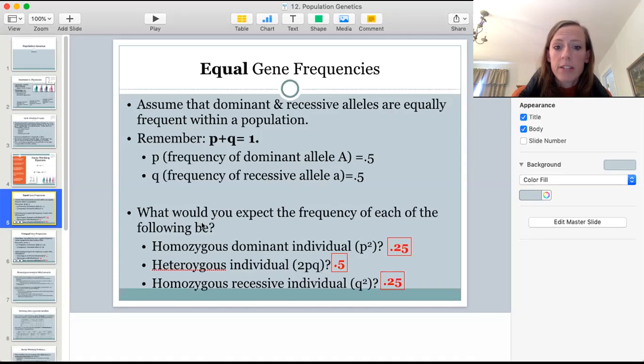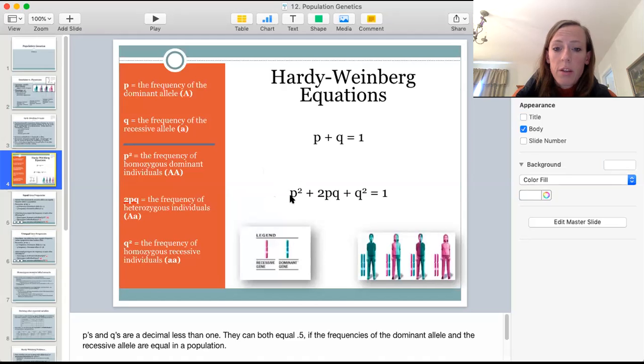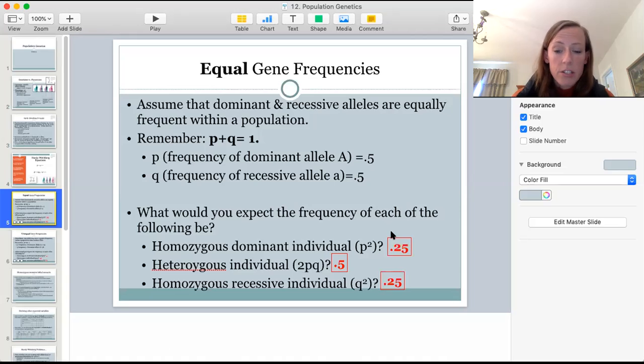Then we take it a step further and ask, what would you expect the frequency of homozygous dominant individuals to be? We're talking about people now, or genotypes. Those that have the big A, homozygous dominant, with 2 copies of that dominant allele. Using our second equation, P squared, we can find out based on the fact that we already know P. If P is equal to 0.5, then P squared is going to be equal to 0.25.